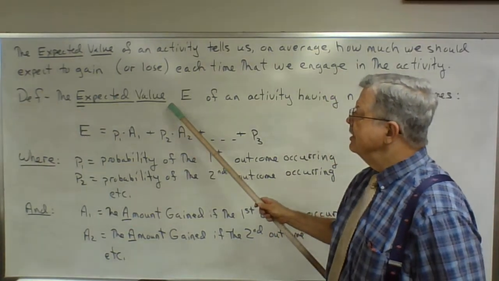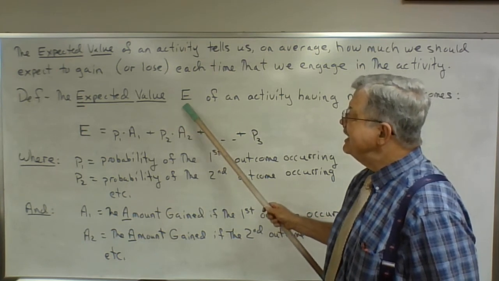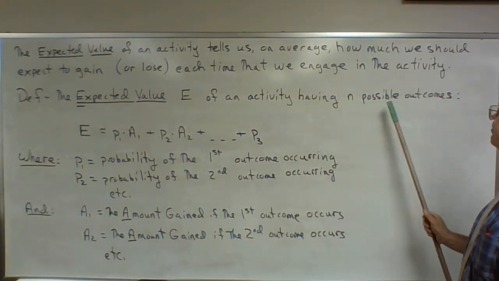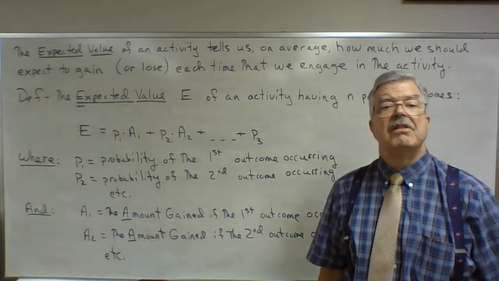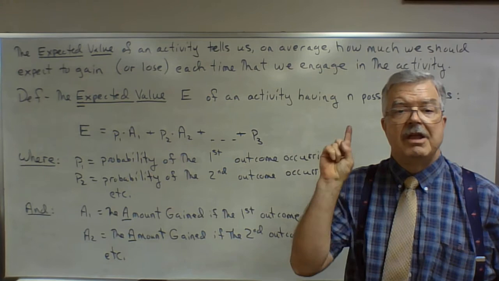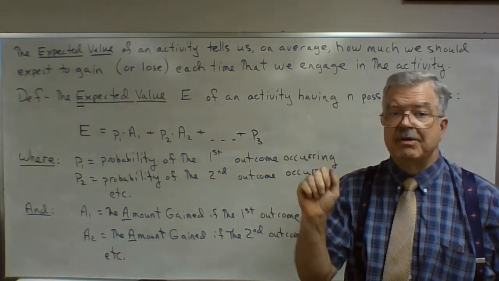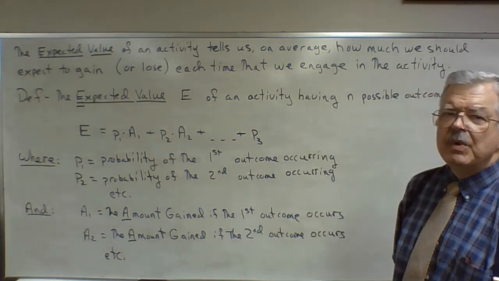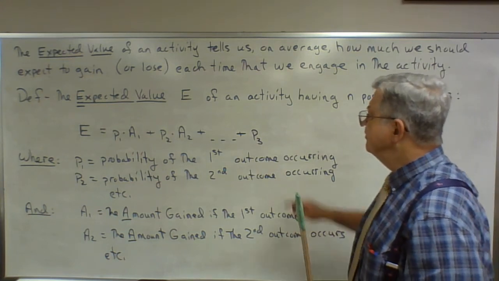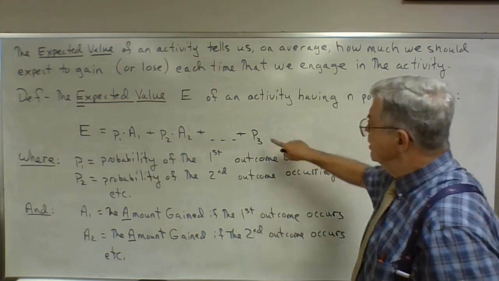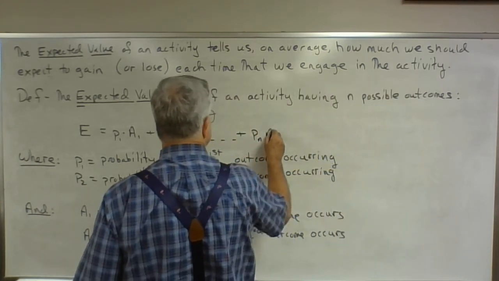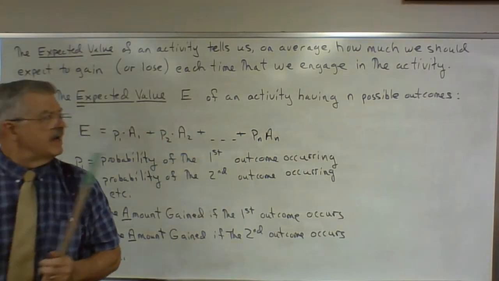Now let's look at the formula for expected value. We're going to use E for expected value. And this is an activity that has N possible outcomes. In our lottery ticket case, we had 2 possible outcomes. Either we win or we don't win. Those were the only 2 outcomes. In general, we may have more than 2 outcomes. We may have N outcomes. Let me alter this. I like that a lot better.